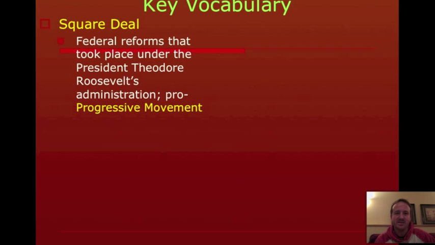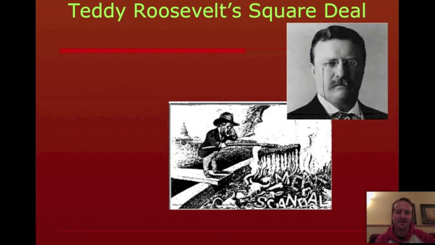Square deal, that is the key vocabulary word for today, and the square deal has to do with the federal reforms that take place under Theodore Roosevelt when he is president. It's already been mentioned that he is pro-progressive, and because he is president of the United States, he has influence on quite a few things, and he's able to get some pro-progressive legislation through Congress and hopefully for the better of all society. So let's see how that comes into play.